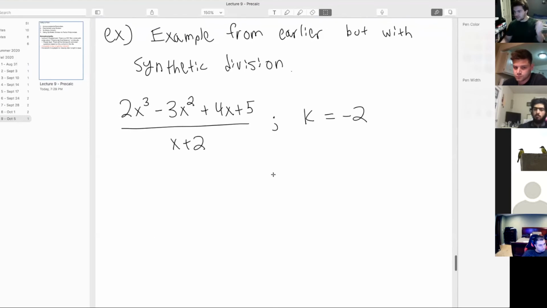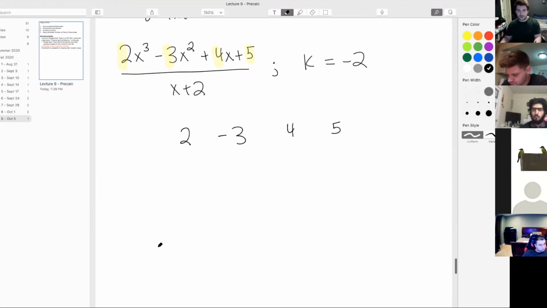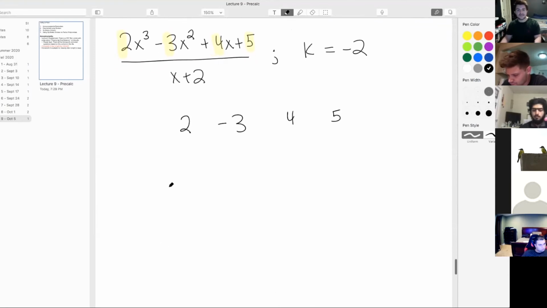All right, good. So we just set it up like before. You take the coefficients of your numerator and put them in a row. So I do 2, -3, 4, and 5. Just read off those coefficients. Now put this box and put your k value over here. So k is -2, so I'm going to write that here.